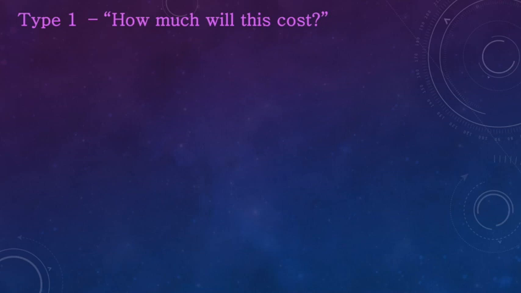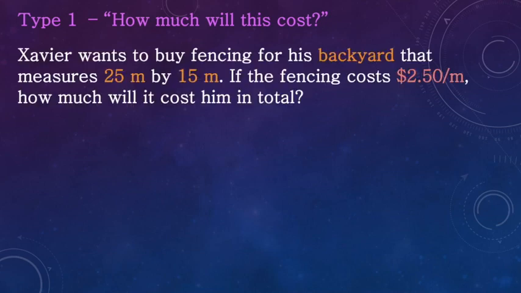You'll understand what this means in a brief second. So here's my example. Xavier wants to buy fencing for his backyard that measures 25 meters by 15 meters. Now let's pause, because I have to explain that when we describe a shape like this, so when I say 25 by 15, I automatically am talking about a rectangle. I wouldn't be talking about a triangle. I'd need more detail than this. So whenever you hear X meters by Y meters, you automatically should know that that's a rectangle.